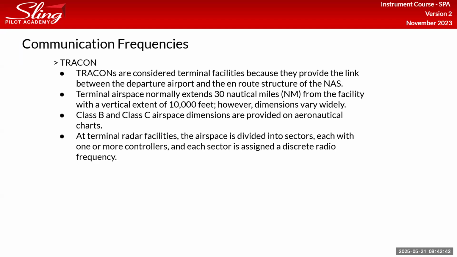Cool. All right, TRACON. TRACON is considered terminal facilities because they provide the link between departure airports and the en route structure of the NAS. Terminal airspace normally extends 30 nautical miles from the facility with a vertical extent of 10,000 feet. However, dimensions vary widely. Class Bravo and Class Charlie airspace dimensions are provided on aeronautical charts. At terminal radar facilities, the airspace is divided into sectors, each with one or more controllers. Each sector is assigned a discrete radio frequency.